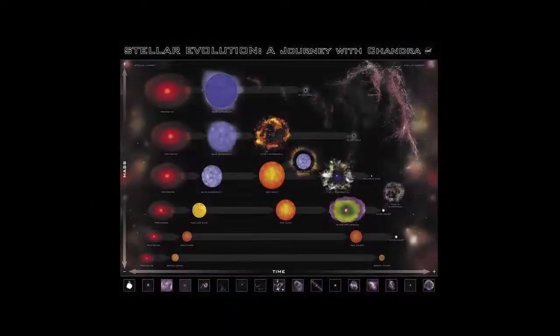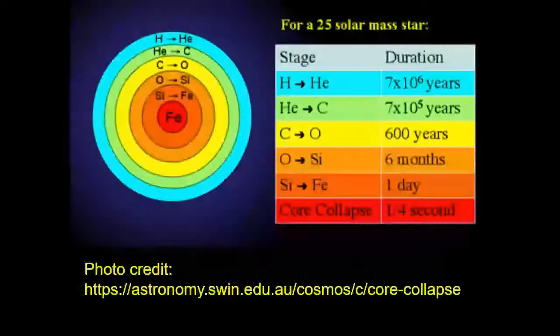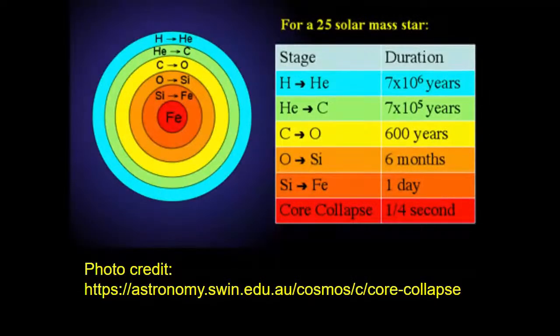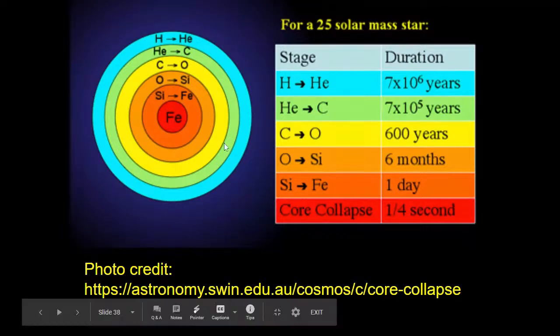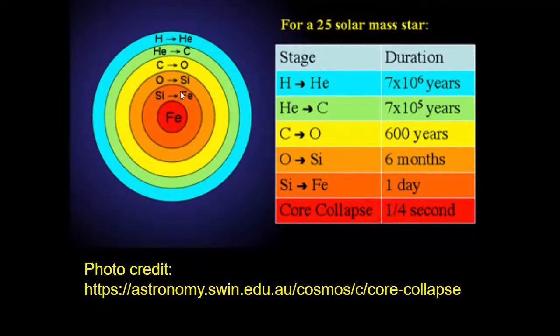Right. Now let's go on to the case of the core whose mass is greater than 1.4 solar mass. If it is greater, then of course nuclear fusion will take place, in which for the first 7 million years, hydrogen will become helium. Next 7 times 10 to the 5 years, helium will become carbon, carbon to oxygen, oxygen to silicon. So, for a very heavy core, one can go up to iron in the core.